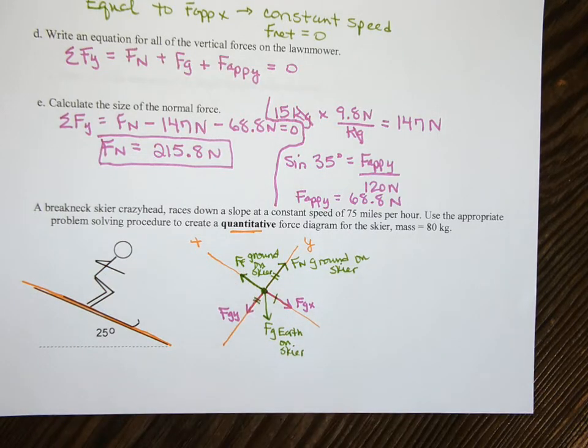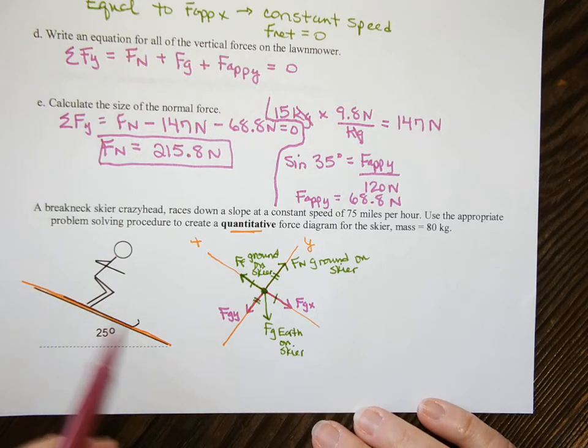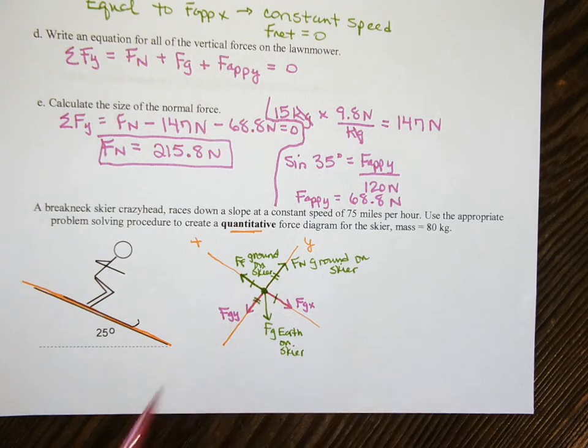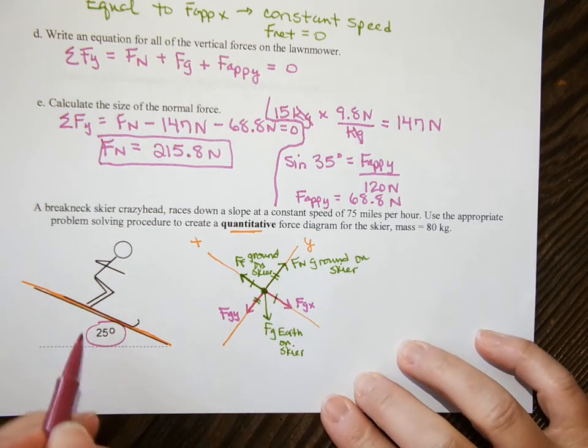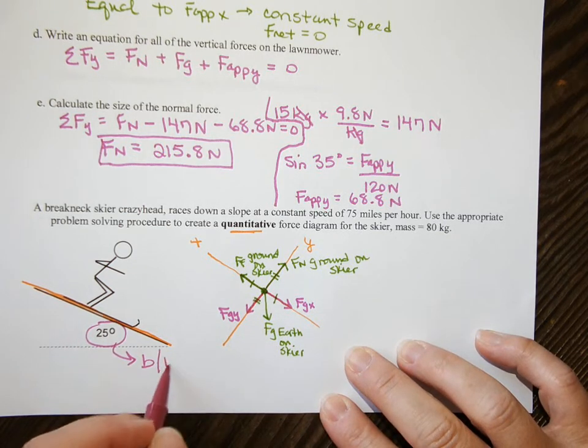Okay, and I'll mark that one equal. Now, to solve this, you have to figure out where you're going to put this 25-degree angle. And sometimes that's really tricky, but I can give you a rule of thumb that will always work for force diagrams that are slanted or rotated the way this one is. This angle will always show up between FG and FGY.